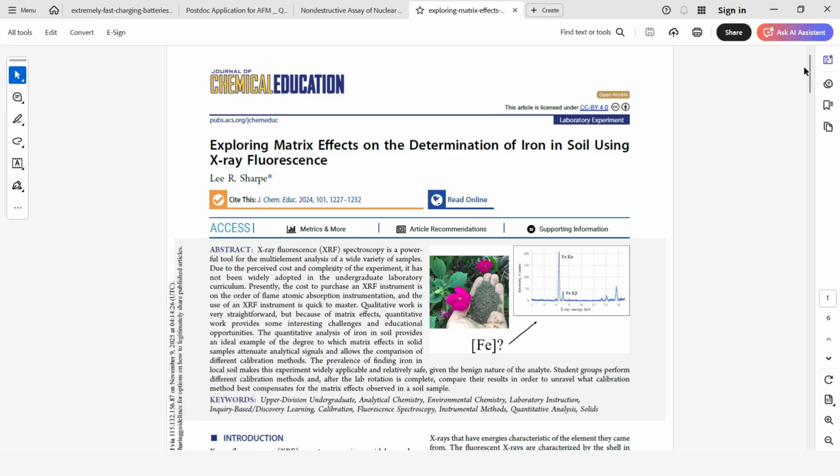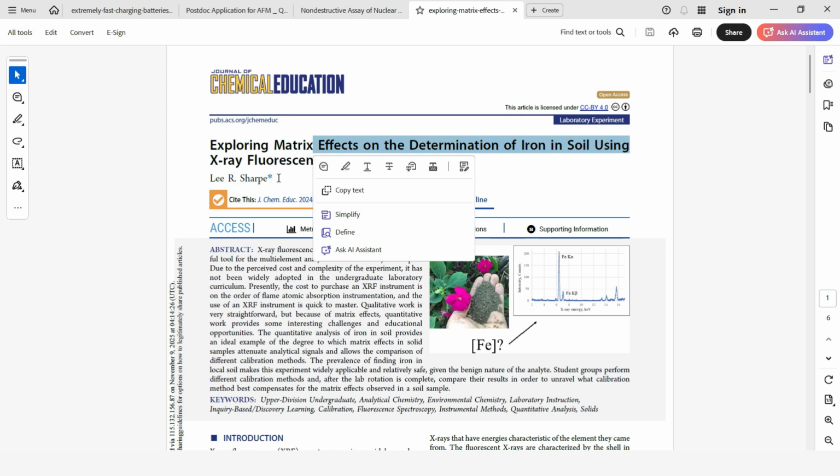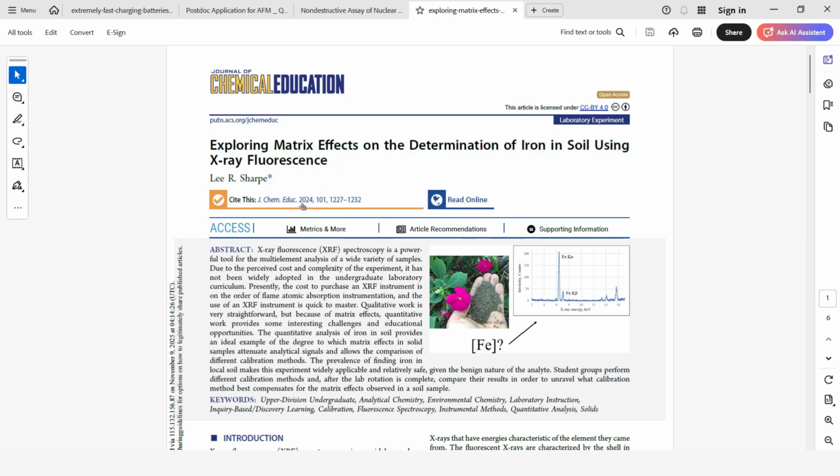This is the paper I took the data from. This is the title of the paper by Leo Sharp, 2024, under the license CC 4.0.